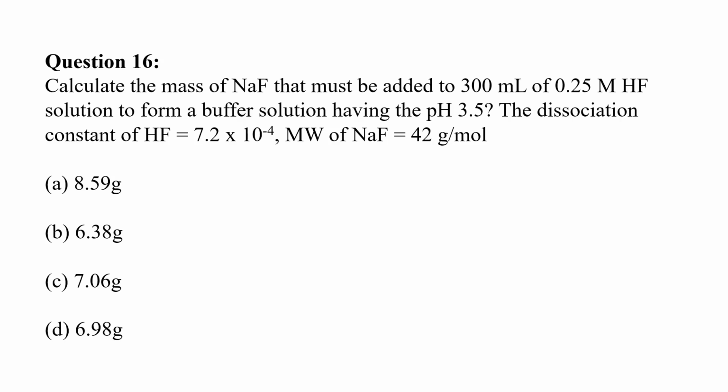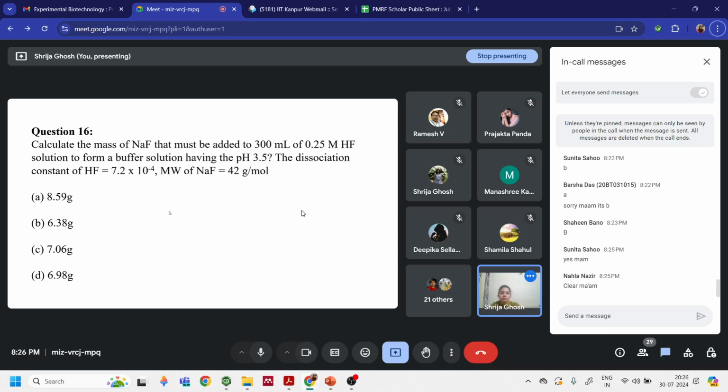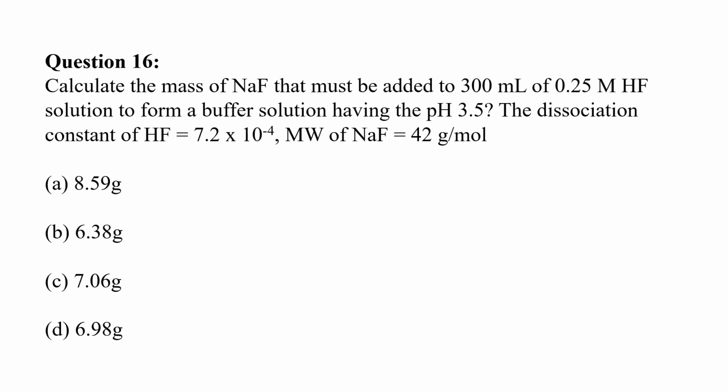So how do we solve this question? What do we have here? We have an acid and a conjugate salt. We have the acid HF and we have the salt NaF. We have to calculate the mass of NaF that must be added to 300 ml of 0.25 molar HF solution to form a buffer solution having pH 3.5.